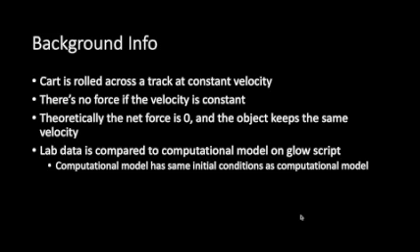Here's some background info. The way this lab worked out is that I took a video of a cart rolling across a track at roughly constant velocity. There's no force on the cart because the velocity should be constant, and there should not be a change in the direction of the cart. According to Newton's second law, the object should in theory be traveling at the same velocity forever because there's no net force. However, that's not exactly true because there are some forces at play that we can't describe, such as air resistance and friction, and that's why we're comparing this cart to a computational model on GlowScript.